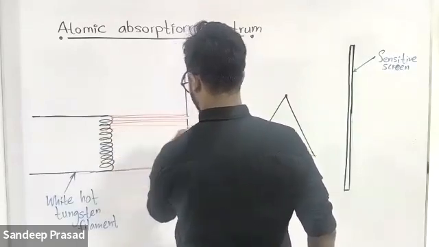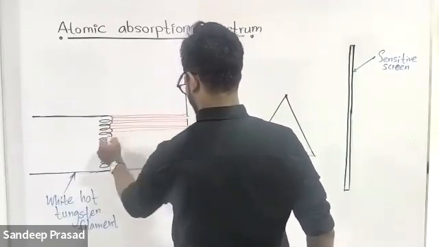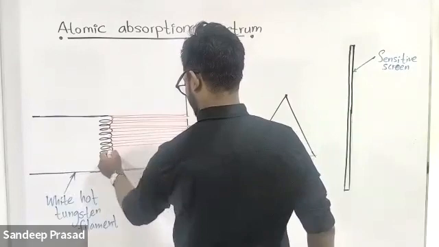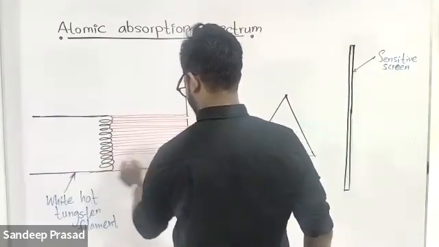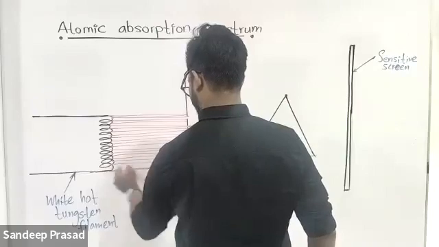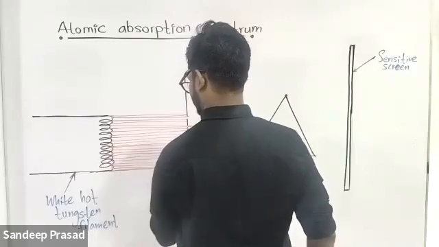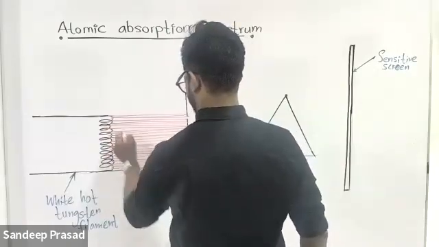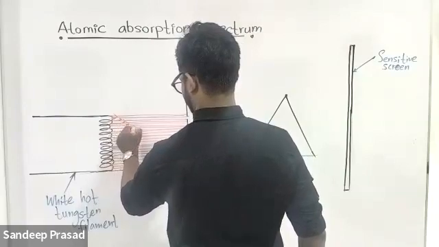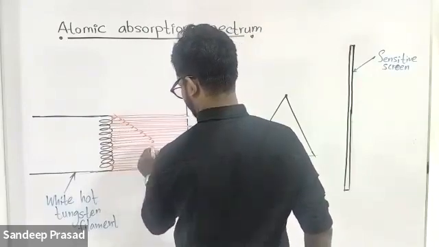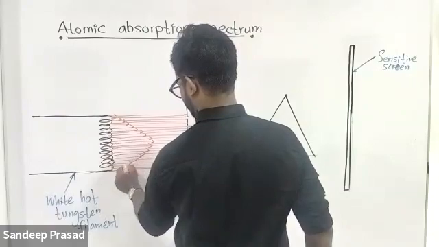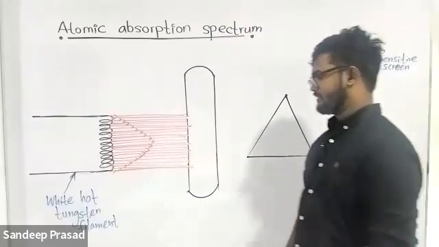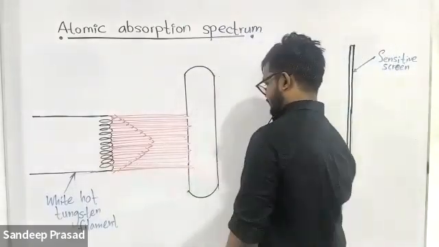Just imagine this is a light bulb. Using that light bulb, we can get light. Light is energy. We can see the light as energy, visible light. In this way, this is a continuous spectrum. Right? Energy radiations emitted by the white hot tungsten filament.